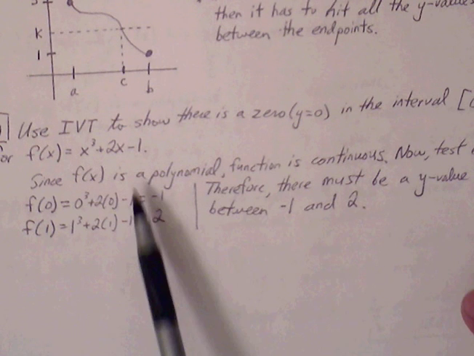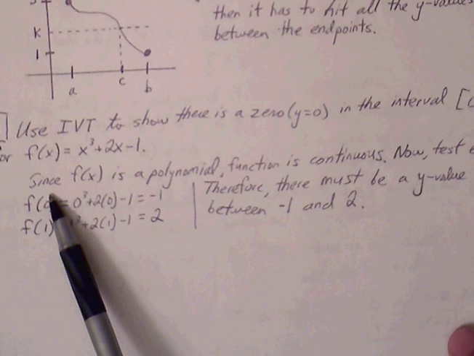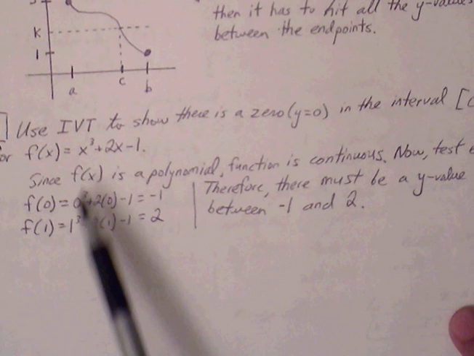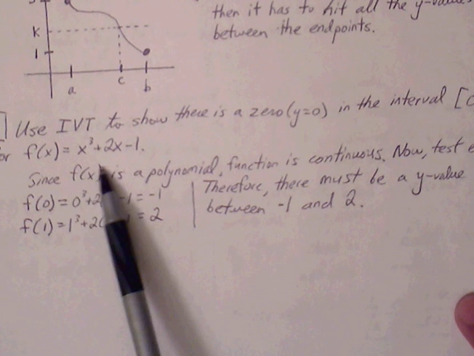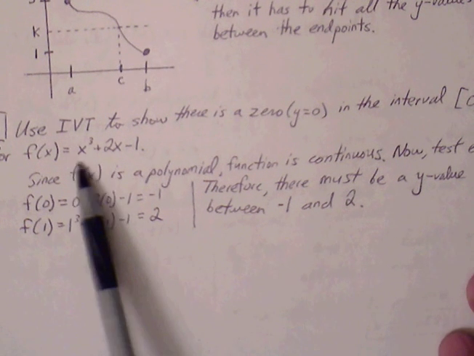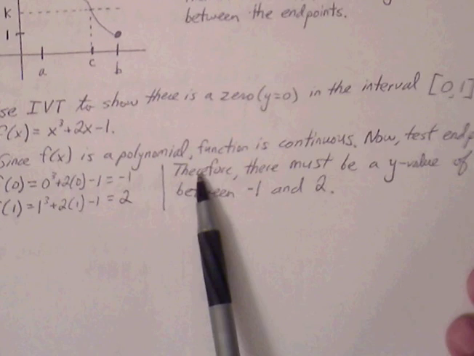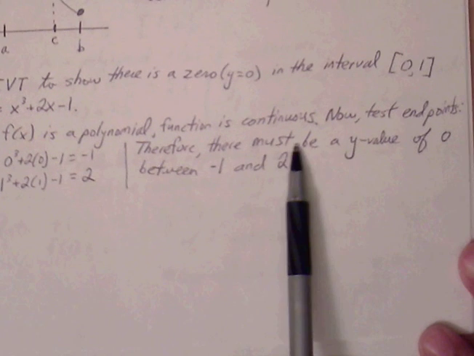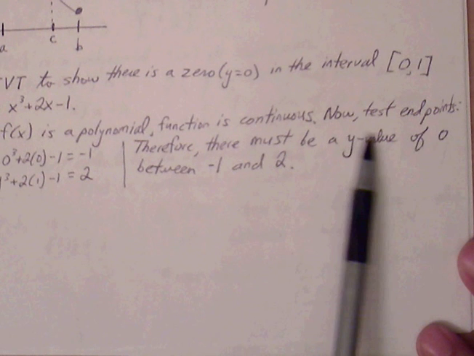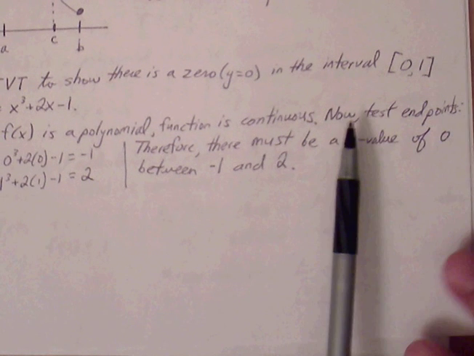Okay, so first off, IVT requires continuity. So we have our function x cubed plus 2x minus 1. Now this is a polynomial, so if it's a polynomial function, then the graph is going to be continuous throughout. So we can already state that the function is continuous. Now we do need to test the endpoints.